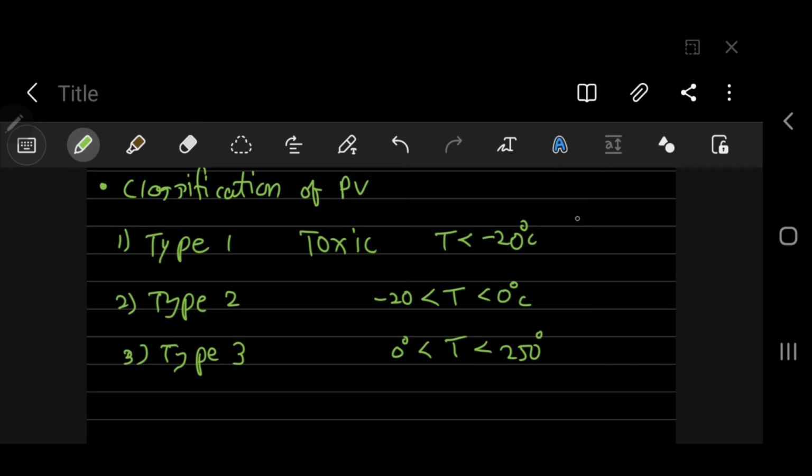Now here, for all the 3 types, for the type 3, the pressure should be less than 3.5. Sorry, the pressure should be more than 3.5 and less than 17.5.